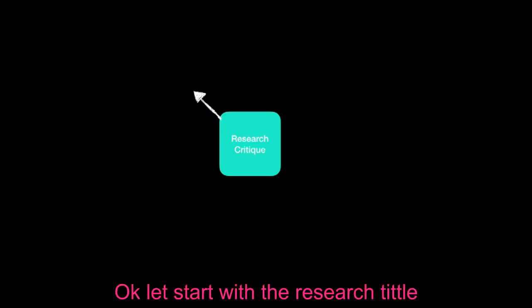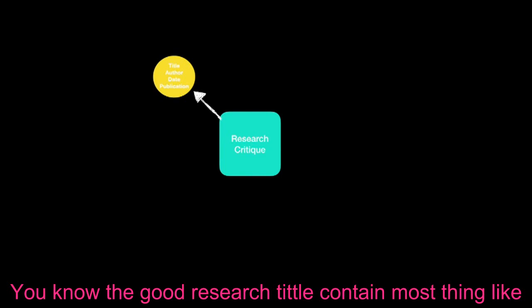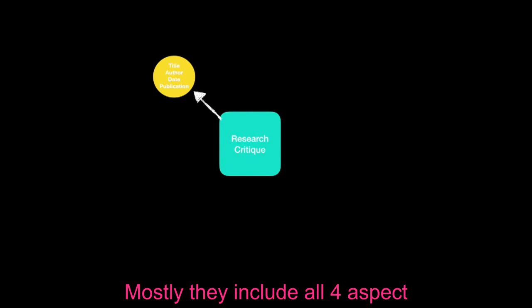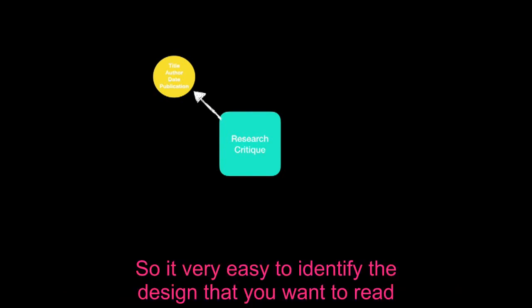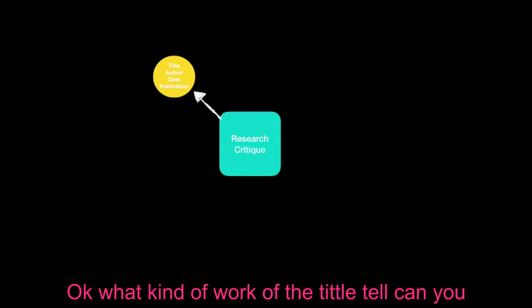Okay, for the research critique, the first thing that the student needs to detect is the title, author, date, and publication. For the title, what is a good title? What can make a good title? A good title should contain everything that the readers want to know. It is an important point for the reader, or it can help the reader find the exact studies to be read.